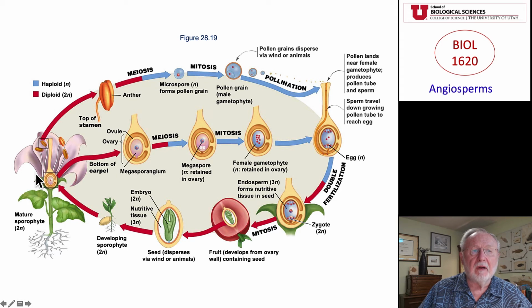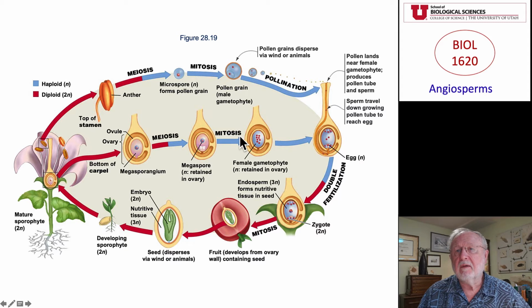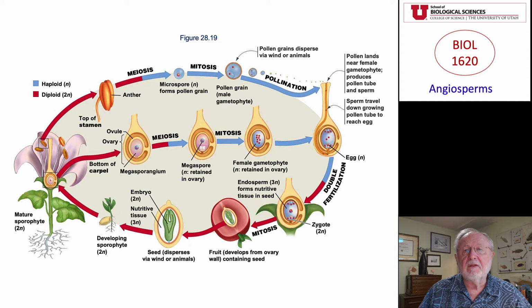In the female part of a flower, we have an enclosed ovule, an enclosed ovary, in which cells undergo meiosis to produce a megaspore or egg. Then in that ovary we have an egg cell and other ancillary cells that are associated with reproduction.